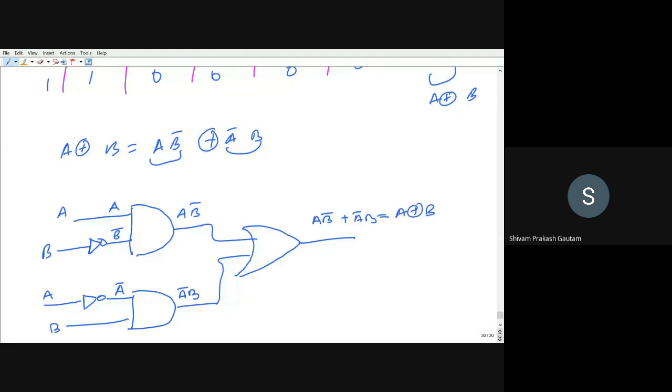So just count how many gates we have required. 1, 2, 3, 4, and 5. So 5 gates are required with 2 inputs, at least 2 inputs. Because if the number of inputs is increased, then your hardware will also increase. So you have to think in that way: in which way the hardware requirement will be less, or the memory requirement will be less, or the cost will be less, right? So we will be solving those problems in our coming classes.